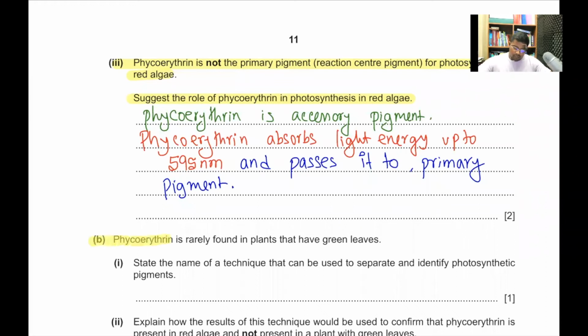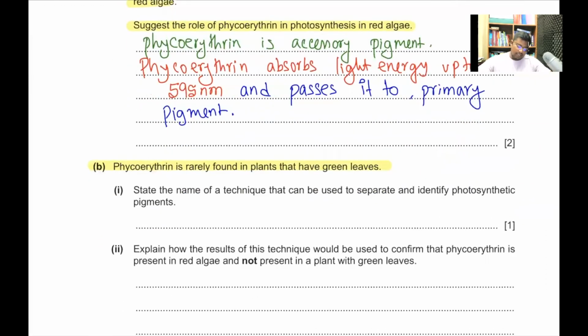Part B. Phycoerythrin is rarely found in plants that have green leaves. State the name of the technique that can be used to separate and identify photosynthetic pigments. So to separate and identify photosynthetic pigments, we can use paper chromatography.